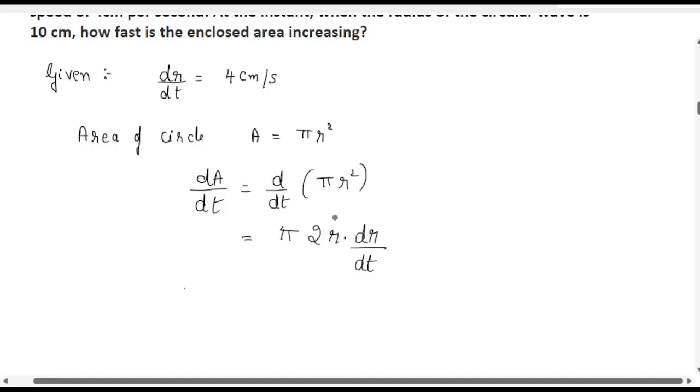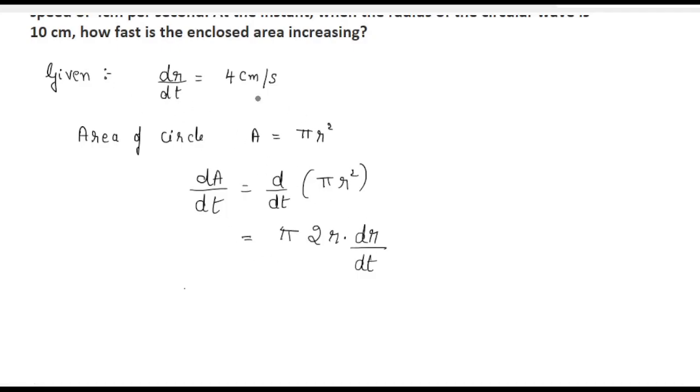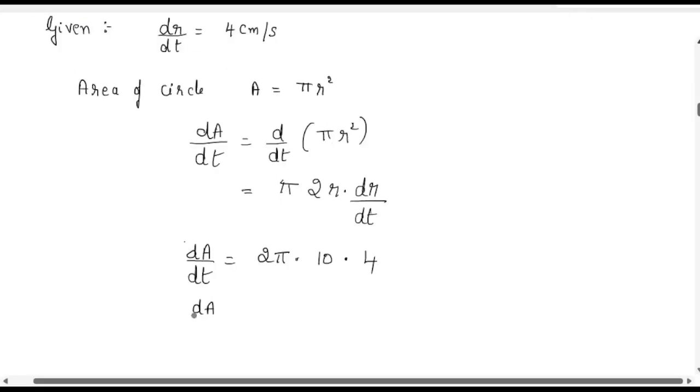Now we know the value of r, that is 10 centimeter, and dr by dt is 4 centimeter. Substituting, we get dA by dt equal to 2 pi into r, which is 10 centimeter, into dr by dt, which is 4 centimeter. So dA by dt equal to 10 into 2 is 20, 20 into 4 is 80, 80 pi centimeter square per second. The area is increasing at the rate of 80 pi centimeter square per second.